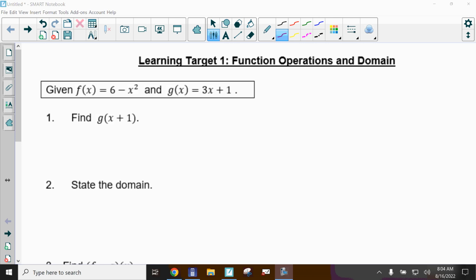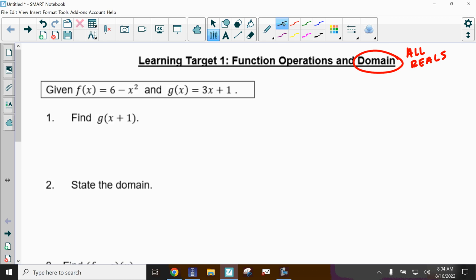Okay, learning target 1 is function operations and domain. Remember that we talked about domain, and we said that if you are unsure about the domain, a lot of these domains are going to be all reals. So that basically just means that the graph goes to the left forever and it goes to the right forever, so it covers every single x value. The only time it's not all reals is if you have a fraction or a square root.